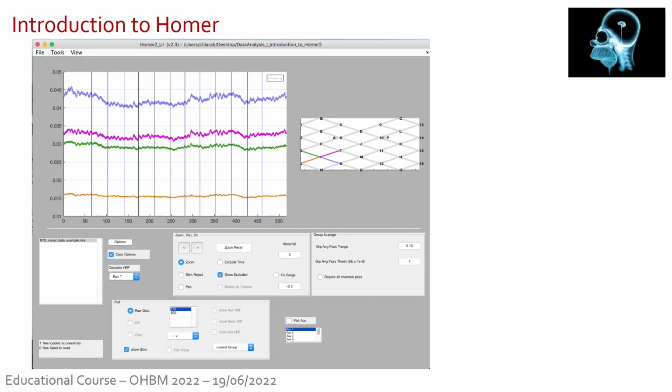And this is how the GUI looks, just to give you a brief overview. Of course, if you want to use that, there are quite a lot of tutorials online on YouTube, or there are also courses running yearly.